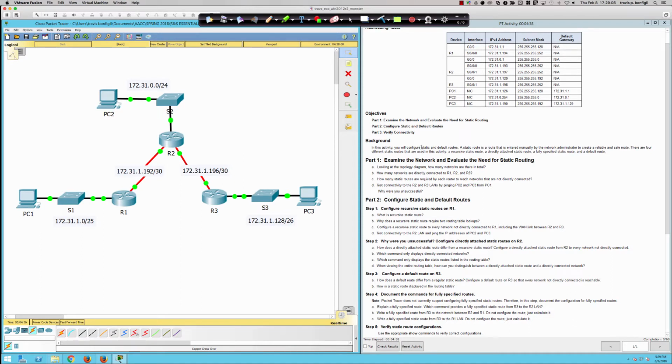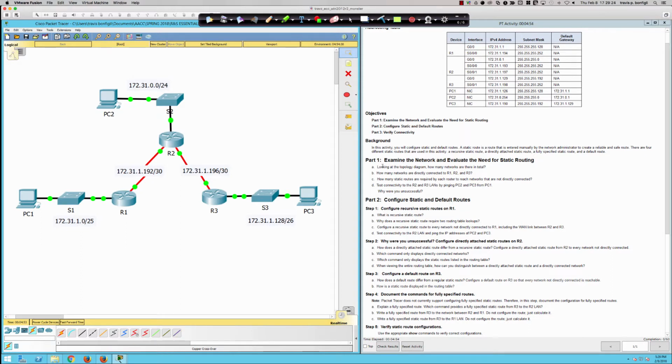Now, in this activity, we're going to configure static and default routes. What do we got? We're going to do a recursive static route, directly attached static route, and then a fully specified static route, and then a default route. So there's multiple ways that we can go about this.